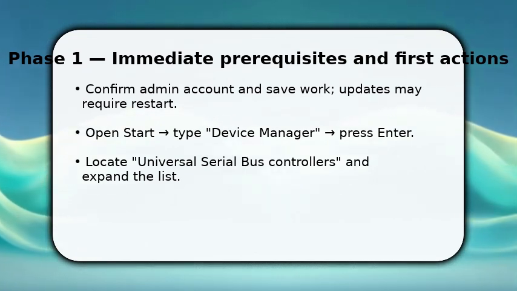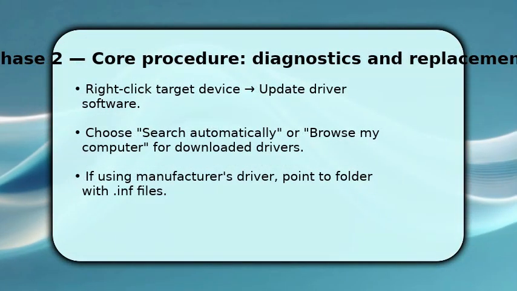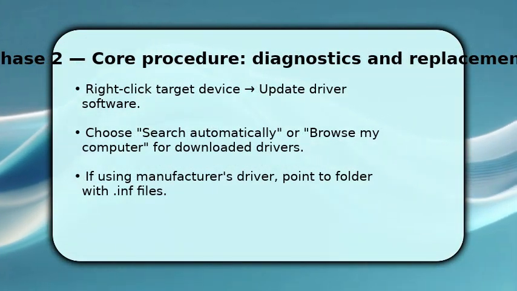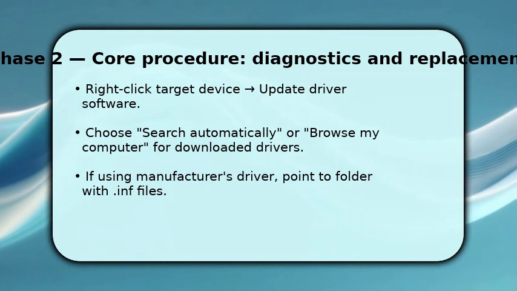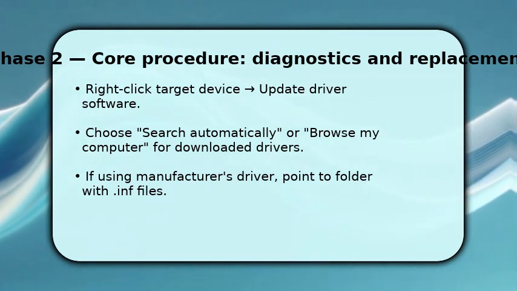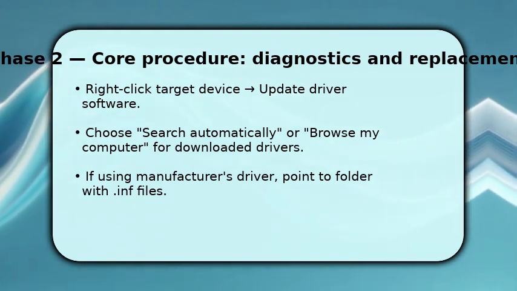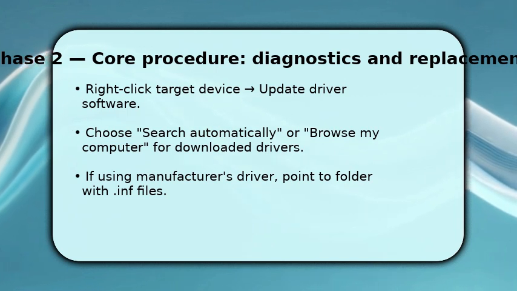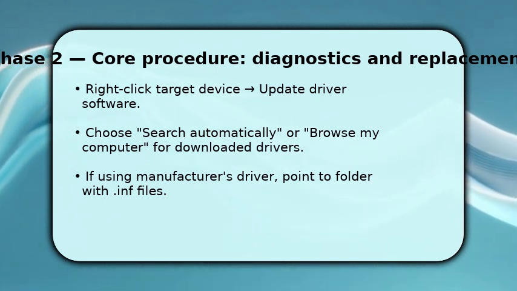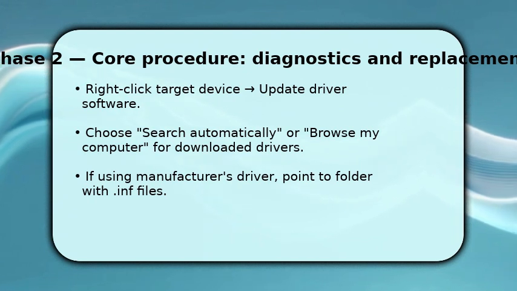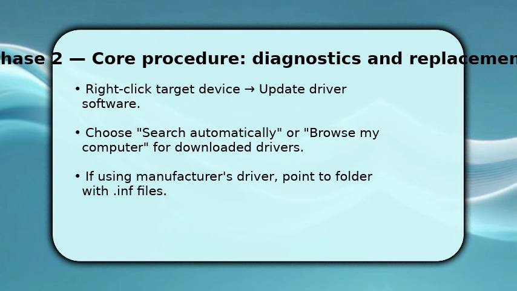Now you update a driver. Right-click the specific USB device and choose Update Driver Software. You can pick Search automatically so Windows checks Windows Update, or Browse My Computer if you already downloaded the vendor package. If you choose Browse, point to the folder that contains the INF files, this lets Windows install the exact driver. Make sure to accept any prompts.